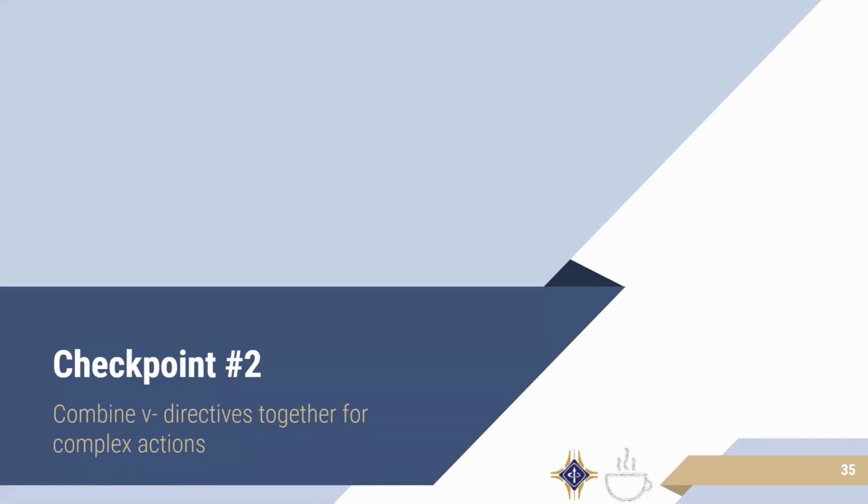Okay, so checkpoint number 2 is to combine v directives together for more complex actions. What that means is, can you basically do things, right? If you want to see an example of that, look at the GitHub checkpoint example. But for example, if you remember v-model changing that text above it, something like that. How can you use multiple v directives to do something pretty interesting and see what you can come up with?